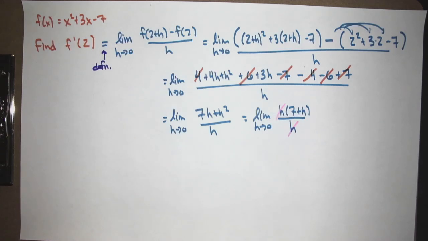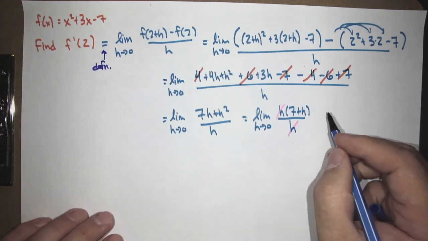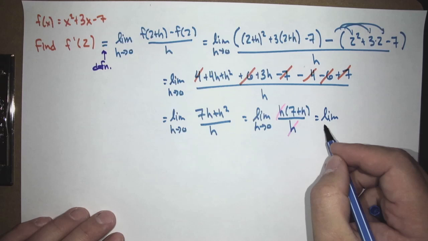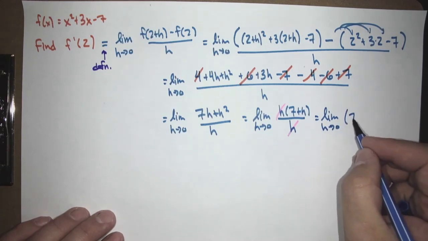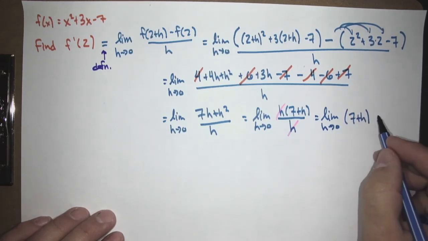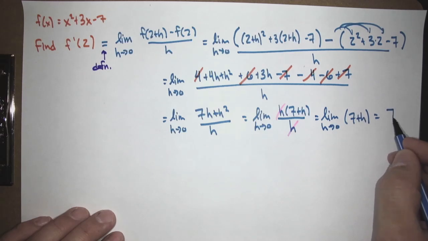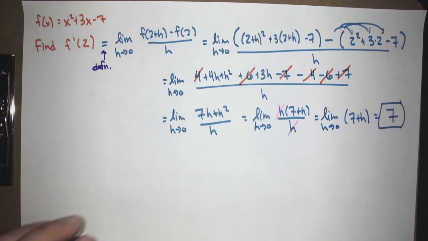All right. So, is our answer 7 plus h? No. What do we need to do now? Yeah, actually take the limit. And we get 7. See how easy that is? Now, by this time next week, you're going to look at this problem and say, 7. You'll just say, that's 7. And yes, you will.